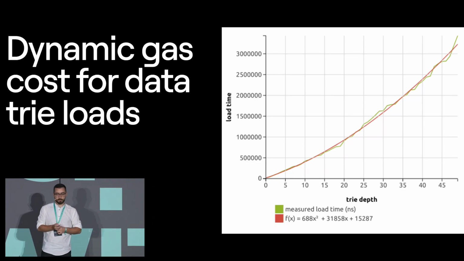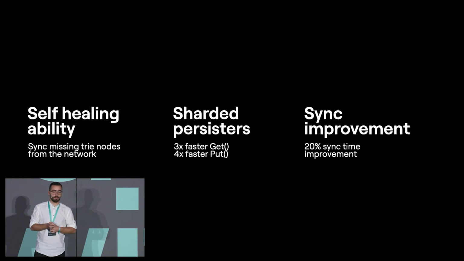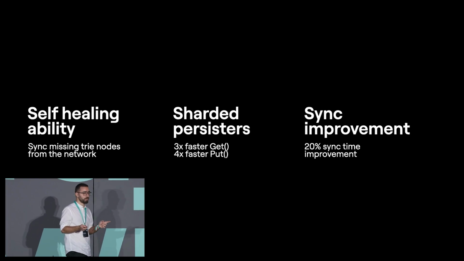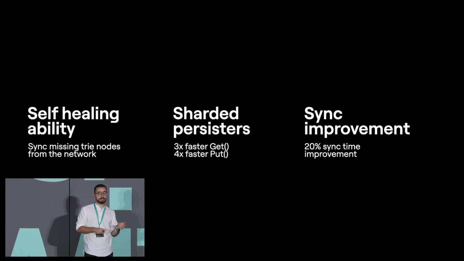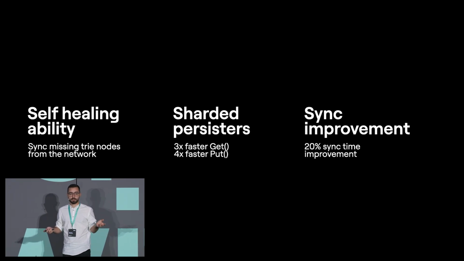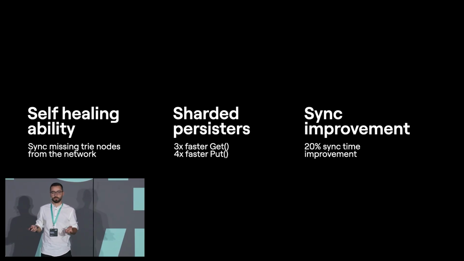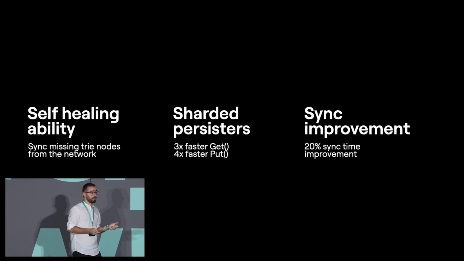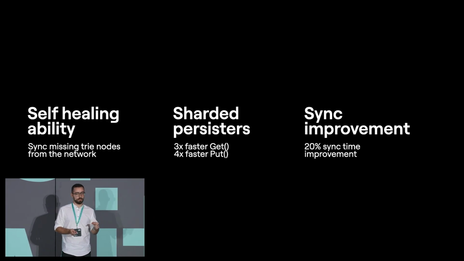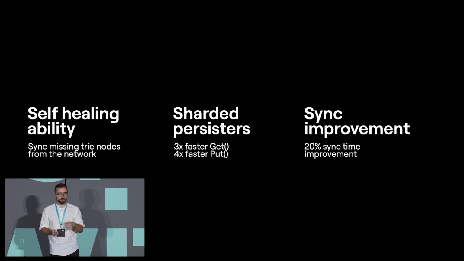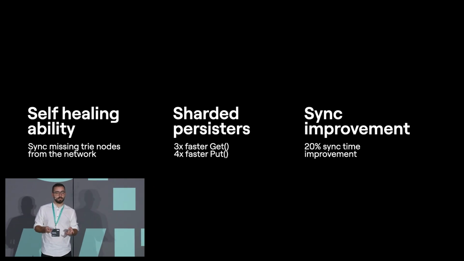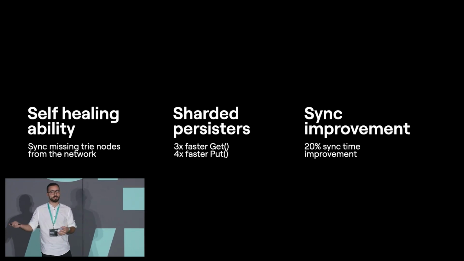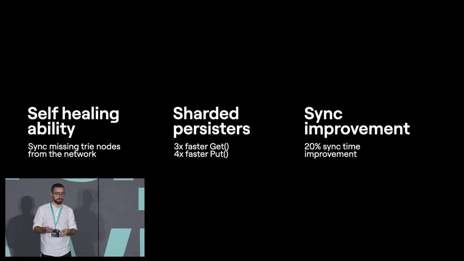Some other big improvements coming in the Spica release: self-healing ability. Right now, if you have a hardware problem and one tree node is not saved into storage, when you want to access that, you won't be able to because you don't have it. So your node will go to jail. Your validator will go to jail. In the next release, we added self-healing ability. When you try to load a tree node that is not present because of a hardware problem or something, you can sync that from the network directly. So your state will heal itself, and your validator will be able to execute transactions continuously.